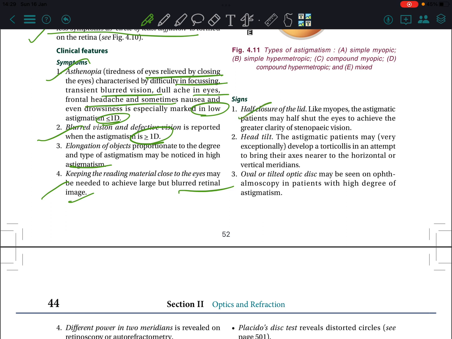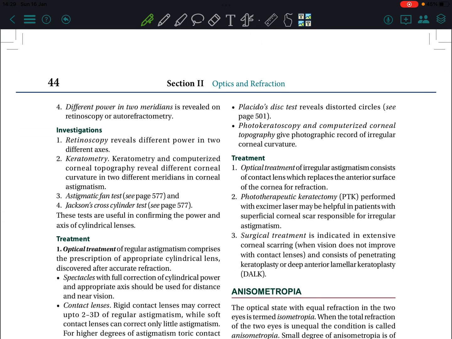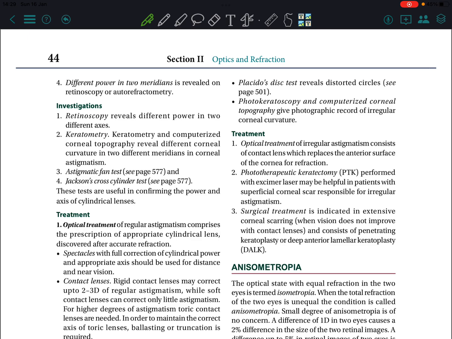Signs: half closure of lid, head tilt. Patients with astigmatism may develop torticollis in an attempt to bring their axis near to horizontal or vertical meridians. An oval or tilted optic disc may be seen on ophthalmoscopy in patients with a high degree of astigmatism. Different power in the two meridians is revealed in retinoscopy.